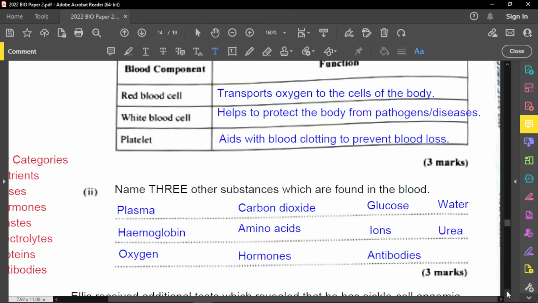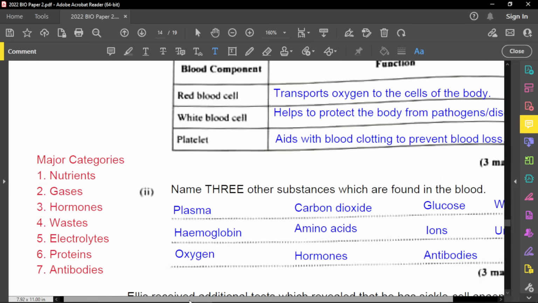So let's start with the answers in blue first. All of these substances are in blood other than the blood cells, because what is in the chart, red blood cell, white blood cell, and platelets, they are blood cells really. So beside the blood cells, you may have plasma, you have hemoglobin, you have oxygen, you have carbon dioxide, you have amino acid, you have hormones, you get the drift. You have glucose, you have ions, you have antibodies, you have water, you have urea.